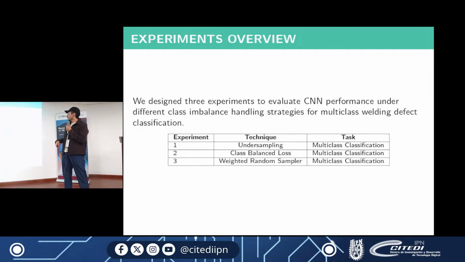Also, I forgot to mention, we didn't tackle the binary class classification problem because it was not as hard, we would say, as the multi-class problem. So we will focus only on the multi-class problem.